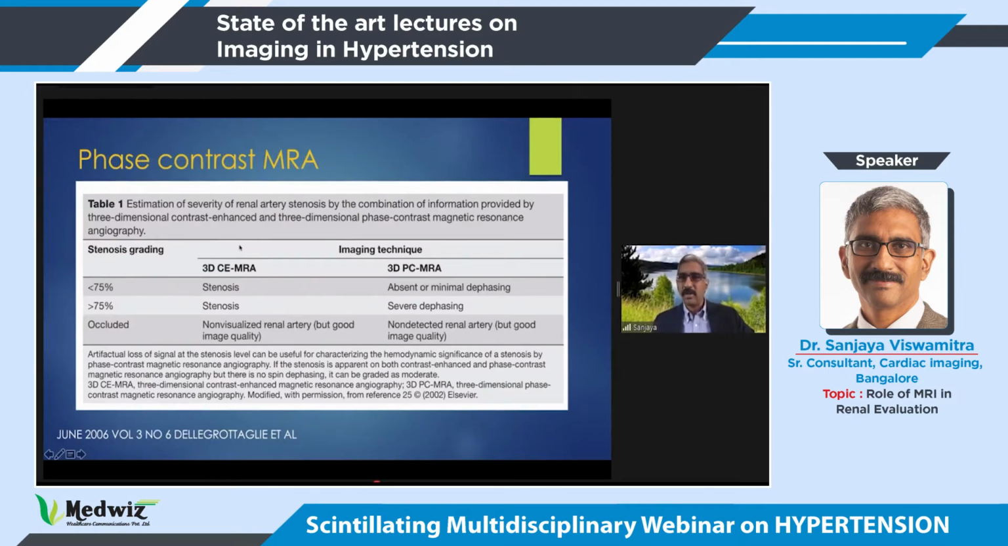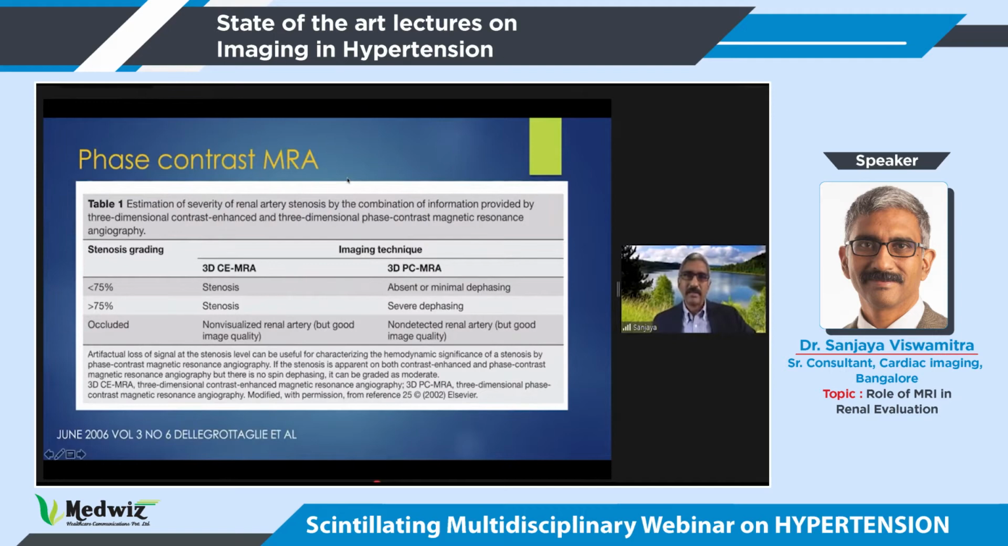So if you just think about Doppler imaging and you can think about the jet phenomenon or the dephasing that we get on MR in that particular area, you can basically imagine how phase contrast MR can add to the visualization of stenosis in calling something as significant or not significant. Of late, however, we do not use phase contrast MR angiography.